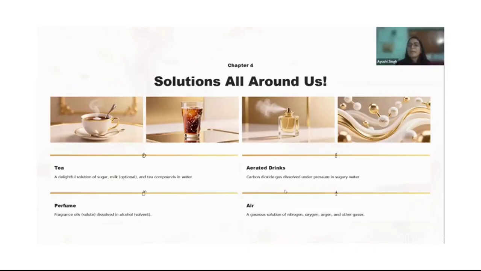Then coming to aerated drinks. Carbon dioxide is mixed in your drinks, that too under pressure, which we have discussed in previous sessions and classes. So that is again a mixture or a solution, you can say. Perfumes are also examples of solutions, and air is also an example, as it has a lot of nitrogen, oxygen, argon in it. Okay, moving ahead.